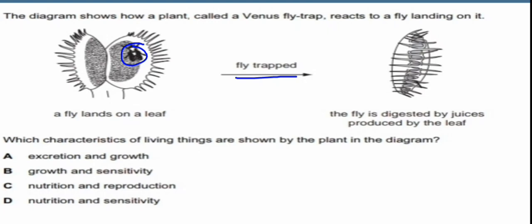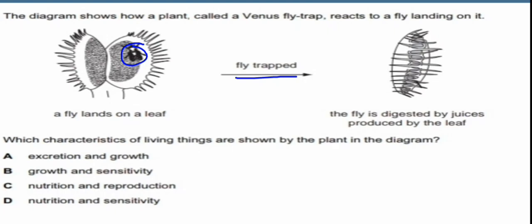So once the fly lands on a Venus flytrap leaf, the first thing the Venus flytrap was showing is what? Sensitivity. I'll give you an example. Once you sit on a sharp object, what is going to happen? You're going to show sensitivity. Or once you touch a hot object, you're going to show sensitivity by withdrawing the hand from the hot object.